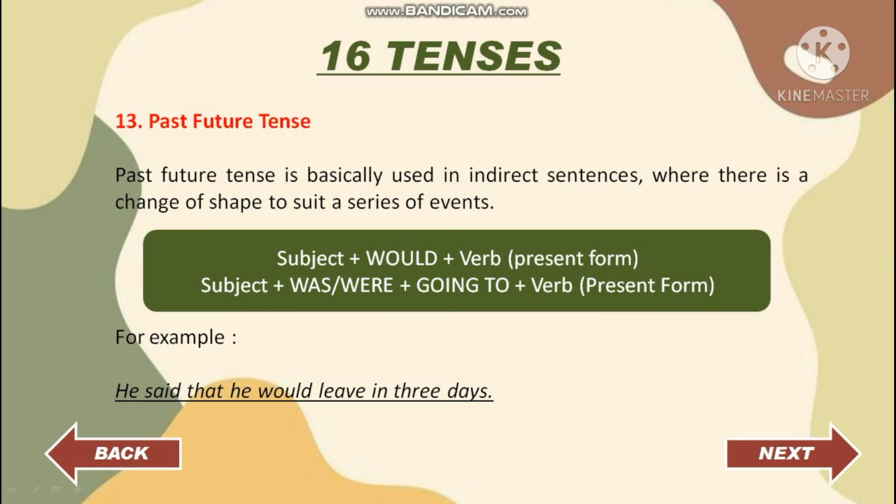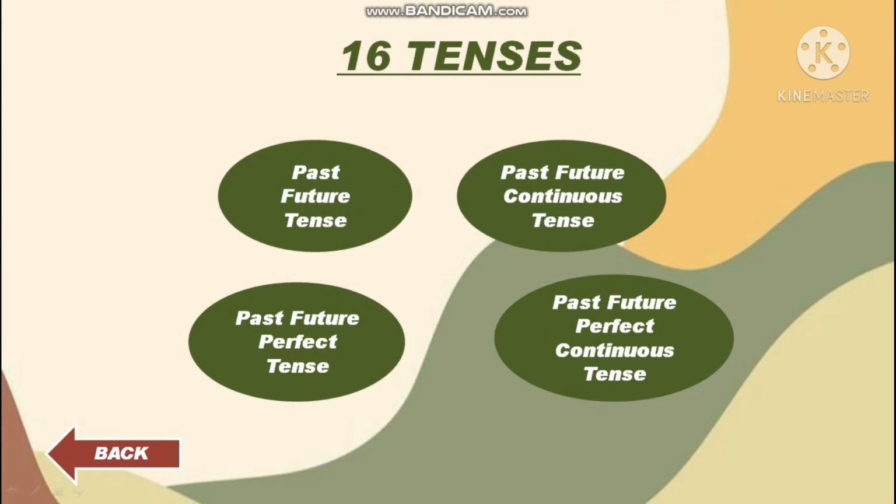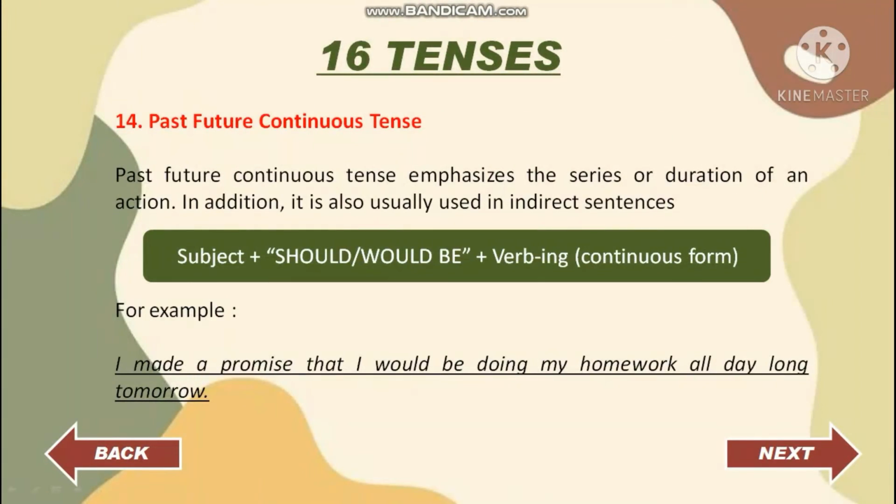Okay, the next is past future continuous. Past future continuous tense emphasizes the series of duration of an action. And in addition, it is also usually used in indirect sentence. You can see the formula of this tense. And the example, I made a promise that I will be doing my homework all day long tomorrow.